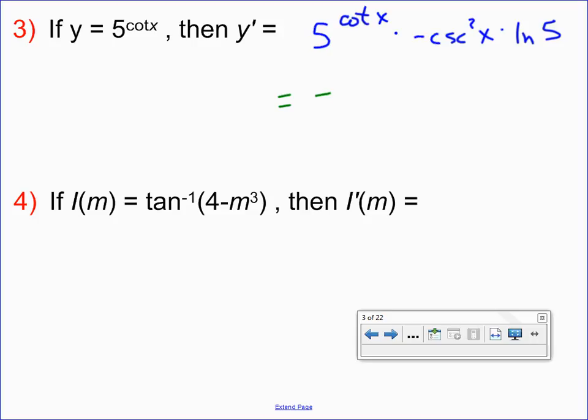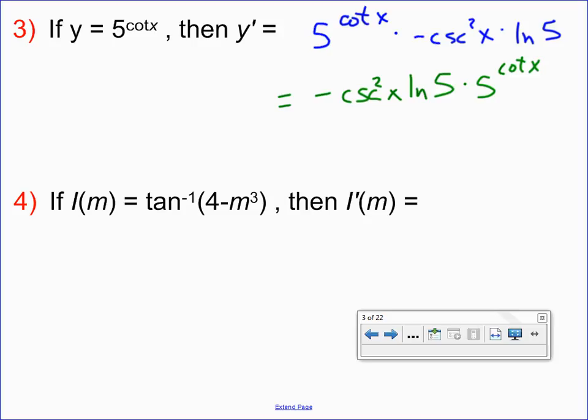But I would do negative cosecant squared x, ln 5, I don't know how to make it look good, times 5 to the cotangent x, but that c is not helping it at all. See if I can scooch in there. Oh, danger! Max and Ruby, danger, danger, red alert. All right, so we got the equivalent for number 3. Yay! Now we're winning.